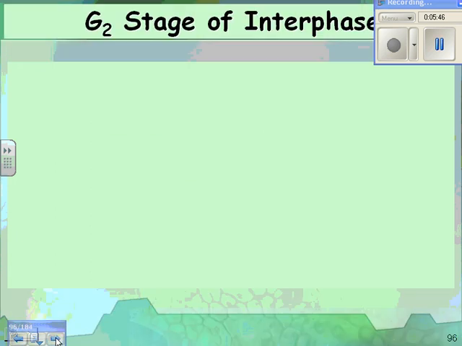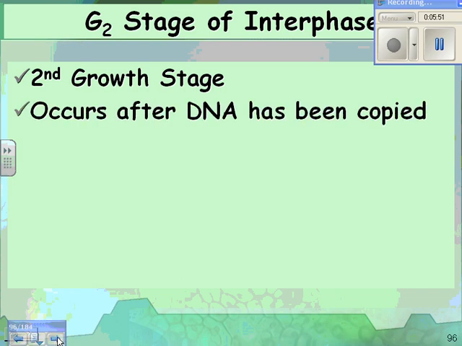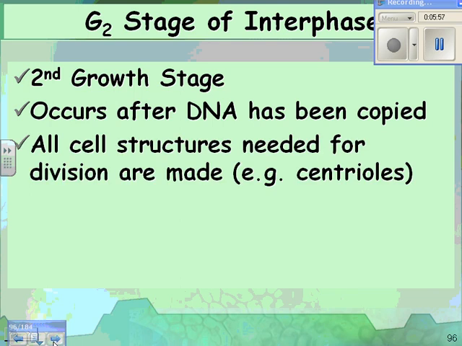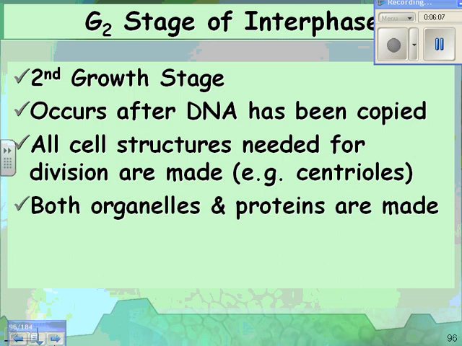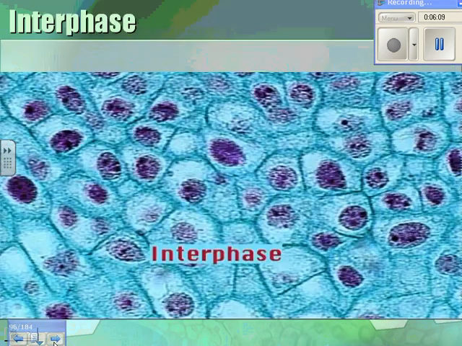The G2 phase of interphase is called the second growth stage, the gap 2 phase. It occurs after DNA has been copied. All cell structures needed for division are made. Sometimes this is a really quick stage and not too much happens, except that you're going to make your centrioles and stuff. Both organelles and proteins are made, whatever you need.